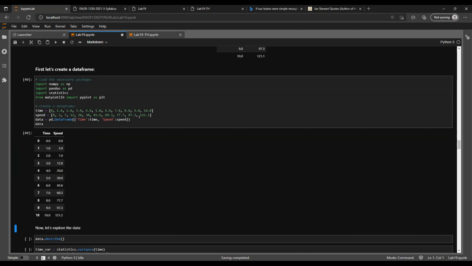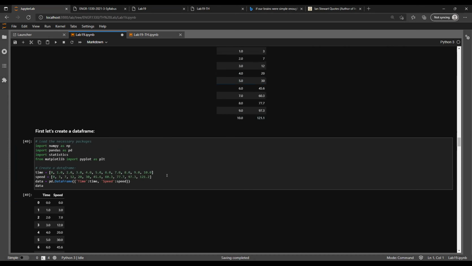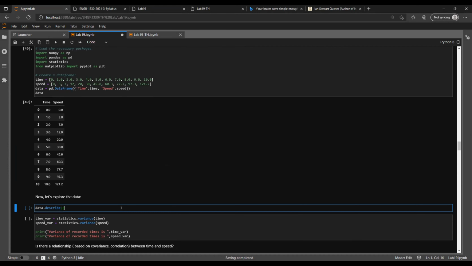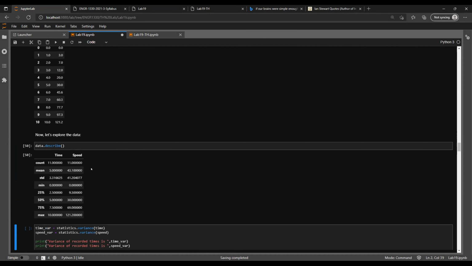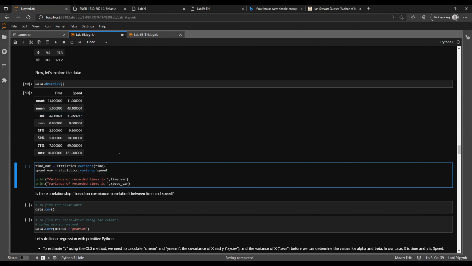So here is my data frame. It is all the stuff we were talking about, but now it's in the data frame package. Let's look at what we got. We have 11 entries for each. The mean time is 5 seconds. The mean speed is 43.1 meters per second. We've got a standard deviation for each, a minimum, a maximum, and our quartiles. Very cool. What else can we look at?